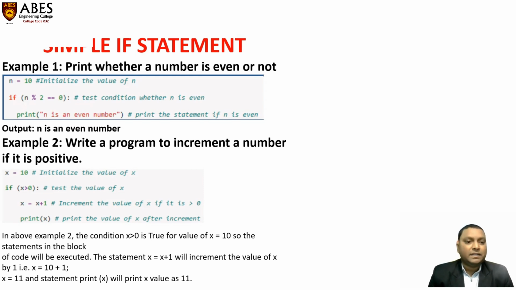Okay, let's take another example. You have to write a program to increment a number if it is positive. Suppose you want to put a condition that the given number is positive, then that number should be greater than 0. So here we have taken a number x equal to 10 as initialization. Then with the help of the condition, we are checking whether the number is strictly greater than 0. So if this number is greater than 0, then the particular value will be incremented. Simply, we can solve a lot of problems using the if statement. I think it is clear to you.